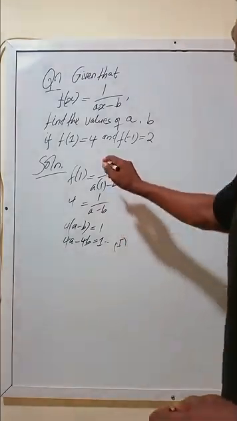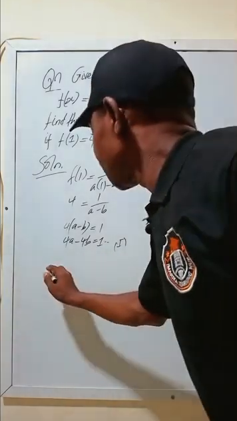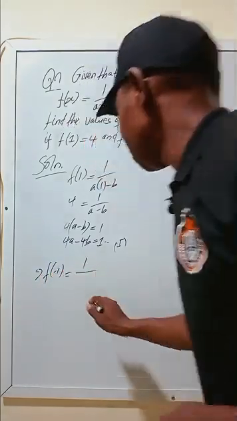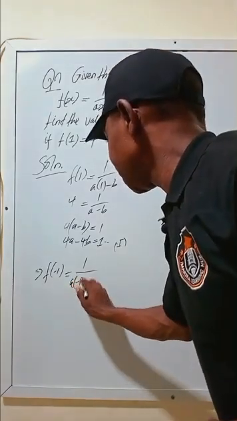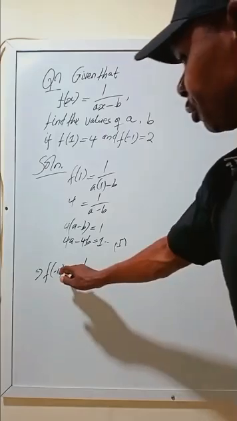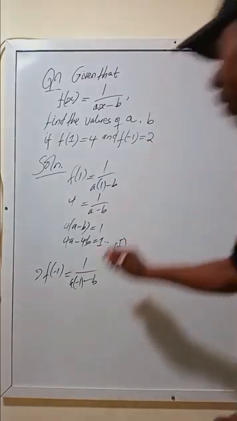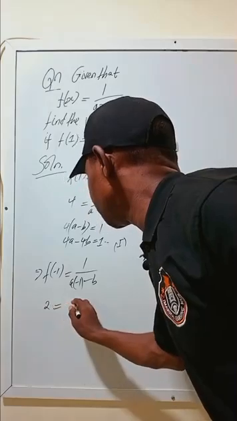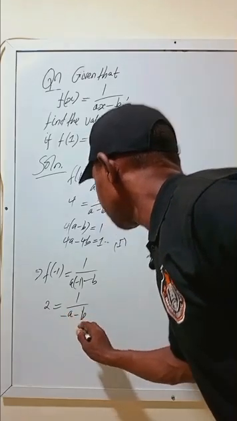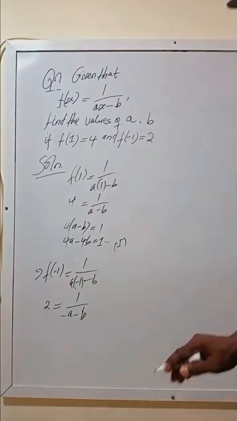Now let's work on f of negative 1. We shall say f of negative 1 will be equal to 1 over a into bracket negative 1, then minus b. What is f of negative 1? According to the information, it is equal to 2. So we say 2 is equal to 1 over negative a minus b, since negative 1 times a is negative a, then minus b.